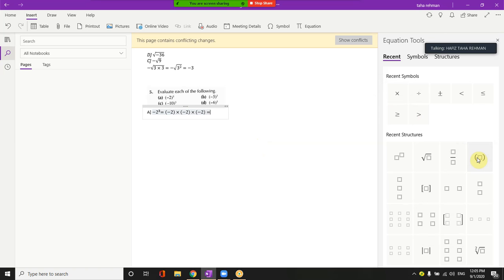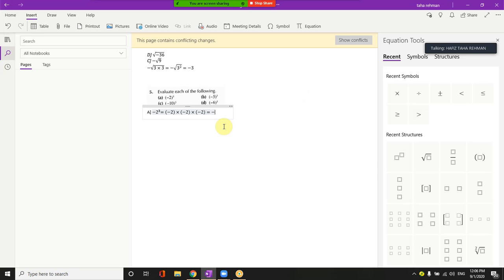So what would be the answer of this value? First of all, count the negative signs in this value. How many negative signs we have? 3. Is 3 an even or odd number? Odd. Yesterday we have discussed that if an equation has an odd number of negative signs, then its answer will be negative.